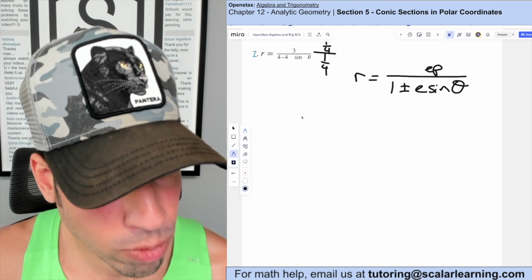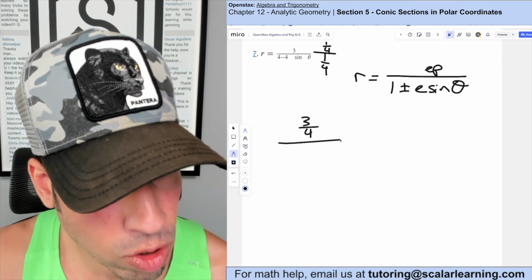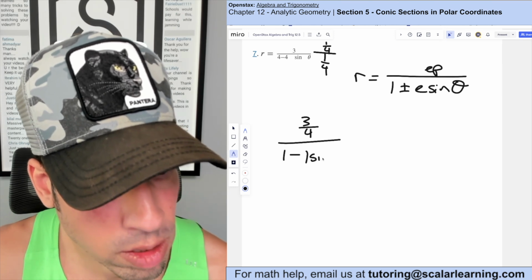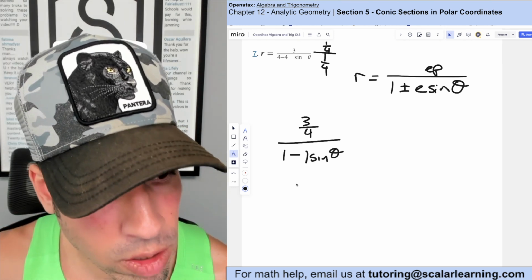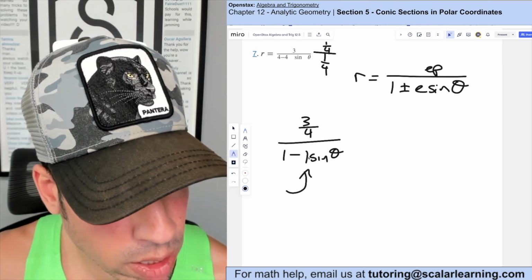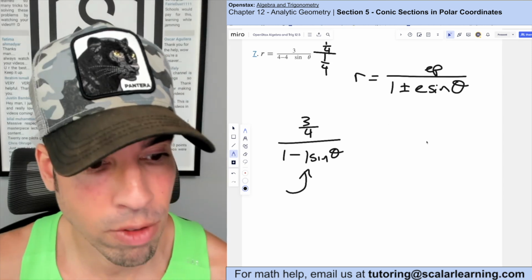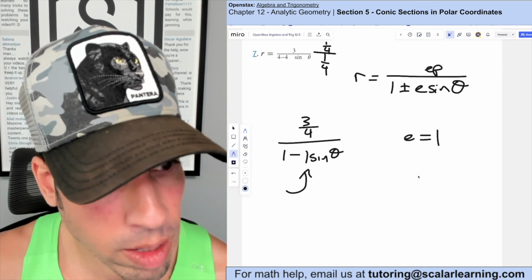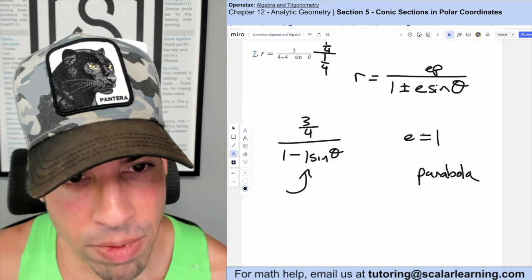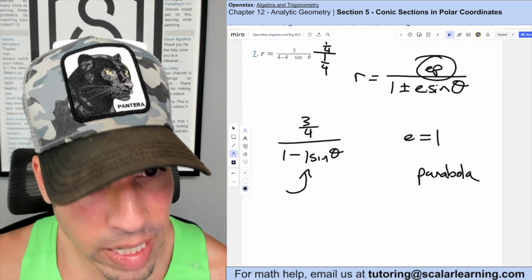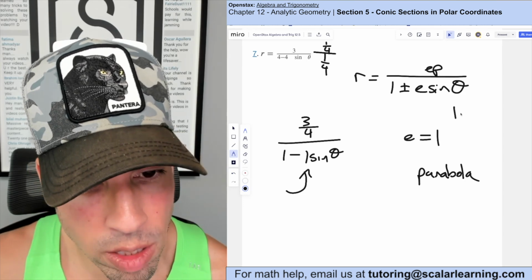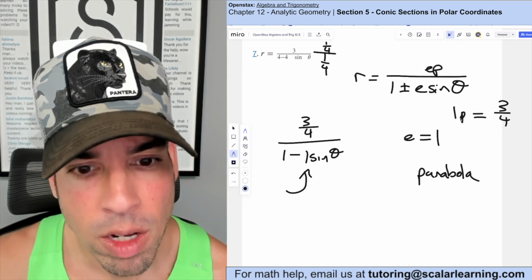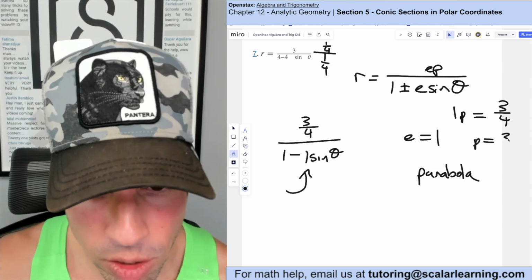So now we're going to get 1/4 times 3, which is 3/4, over 1/4 times 4, which is 1, minus 1/4 times 4, which is 1, sine of theta. So now I know that my E value is right here, whatever's multiplying the sine function. So E is equal to 1. And when we have an eccentricity of 1, it means we have a parabola. And if E equals 1, recognizing that the numerator is E times P, that means 1 times P is equal to this numerator of 3/4, meaning divide both sides by 1, the P value is 3/4.